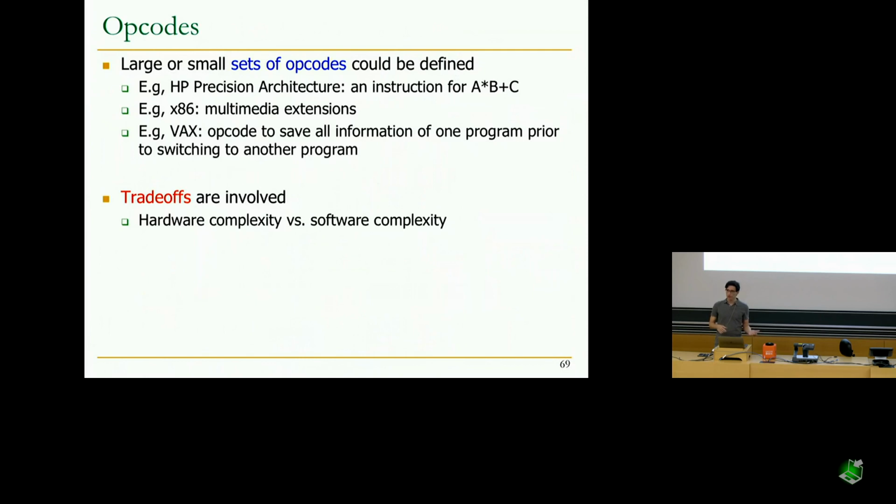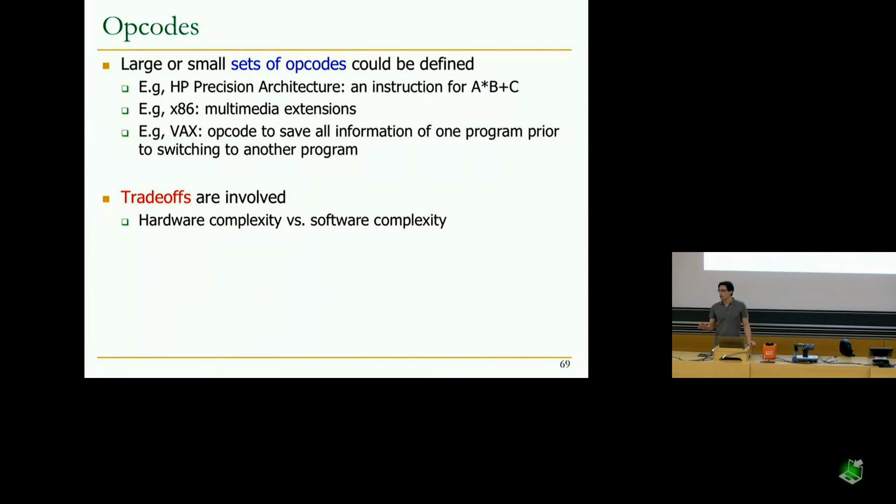It could be the other way around. You could have instructions that are very, very complex. This will give you programs that are much, much shorter, but the hardware will be, for sure, much more complex.